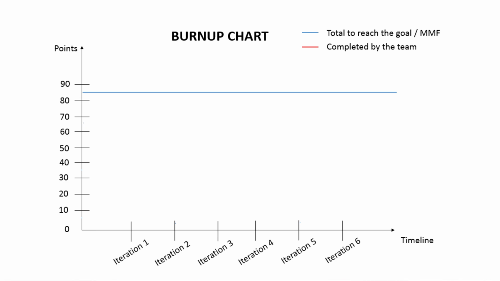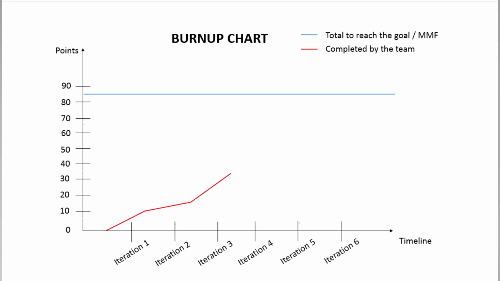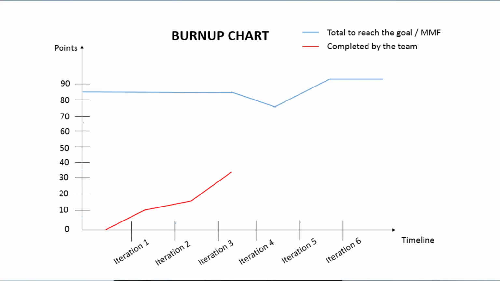The blue line represents the total amount of points of the project, or of the step of the project, or the goal of the product. The red line represents the points completed by the team through time. Through time, it's normal that it always increases or stays stable, but never decreases, it's logical. Because we work in Agile, adjustments or changes of scope or priorities can happen during the project, so it's normal that the blue line can sometimes vary.